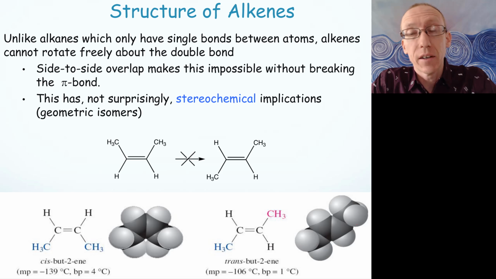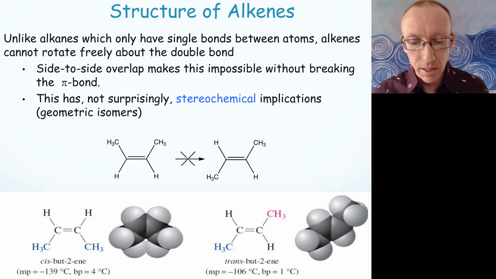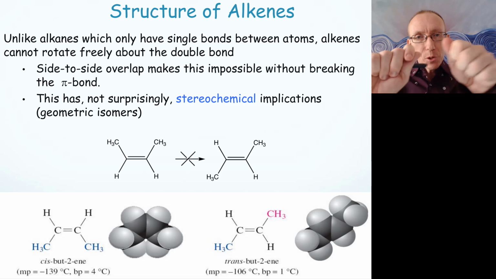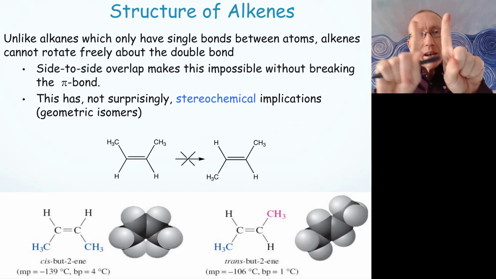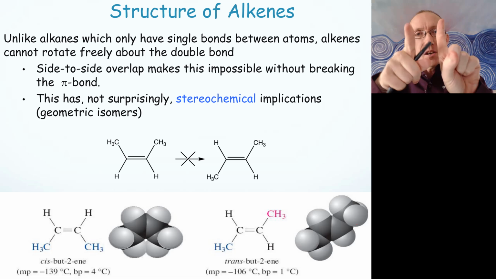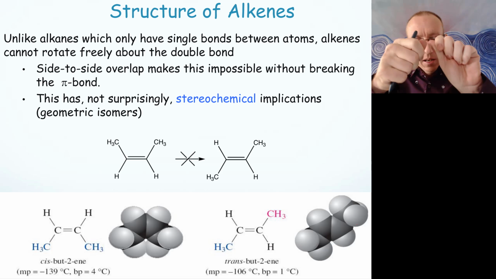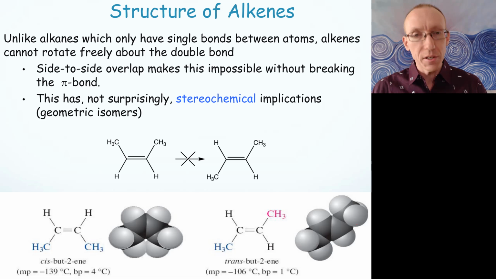Okay, so let's look at the structure of alkenes in a little bit more detail. Unlike alkanes, which only have a single bond between the carbon atoms, an alkene has a double bond, and that second bond, this pi bond, restricts the rotation around that carbon-carbon bond. So if we try to rotate between those two carbon atoms, we're going to break the overlap of those p orbitals because they're no longer going to be able to interact with each other in this sideways overlap. So that makes it impossible to rotate around that carbon-carbon bond without breaking the pi bond. And so that has implications in terms of what we call stereochemistry.